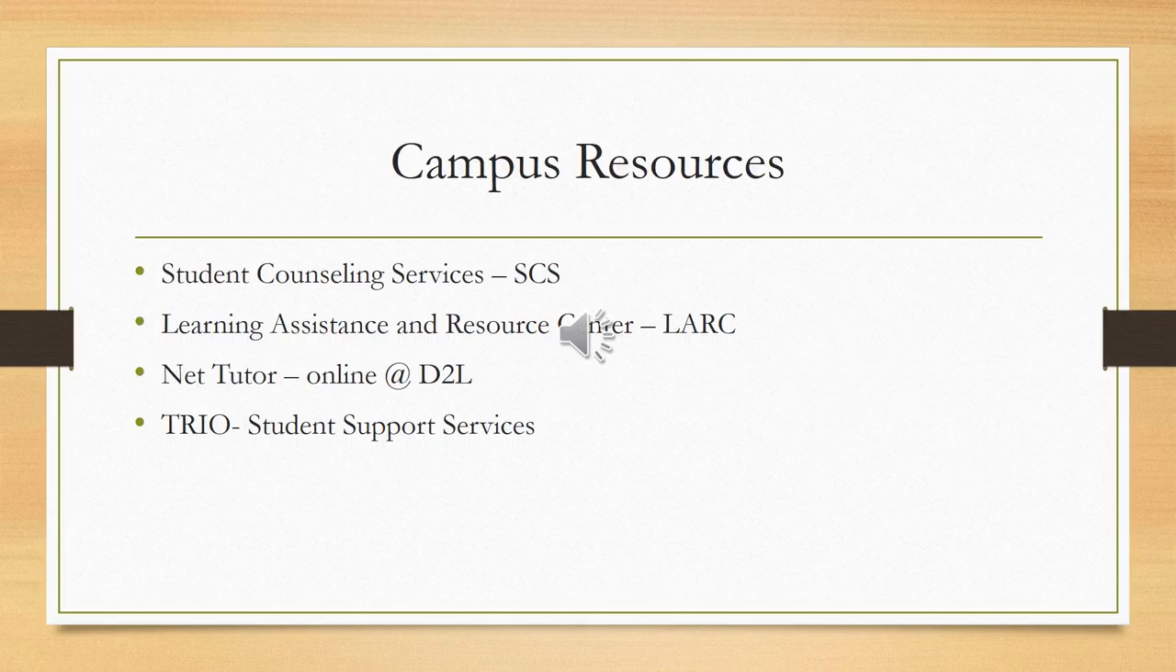TRIO Student Support Services offers a range of academic assistance and is available to first-generation, low-income students or students with a documented disability. The CAS also maintains a departmental list of tutors who may assist you in specific majors. Check out the tutoring board in the CAS suite and contact the CAS if you need help finding tutors or other academic resources.